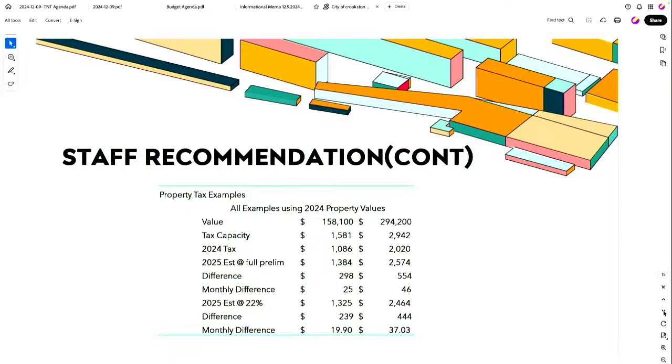At a $294,000 value, tax capacity 1%, $2,942. The 2024 tax was $2,020. The estimated full preliminary at the $4.48 million would be $2,574. That would be a difference of $554 a year or $46 a month. At 22%, it would be a $444 increase or about $37 a month.